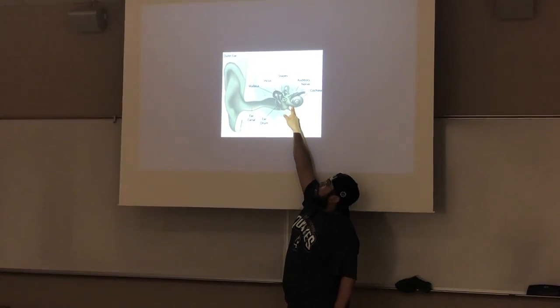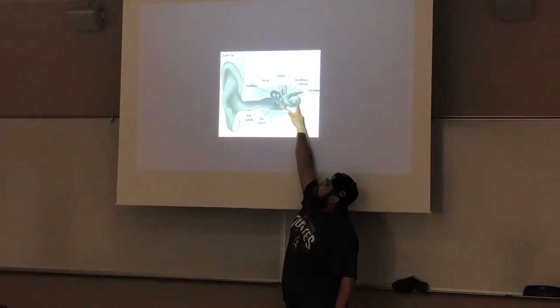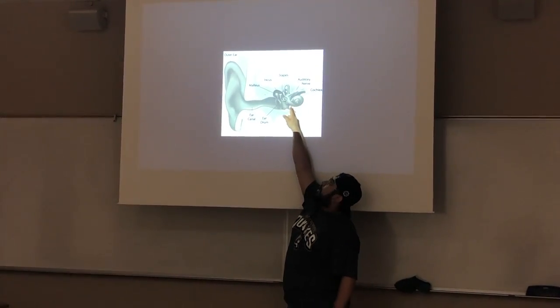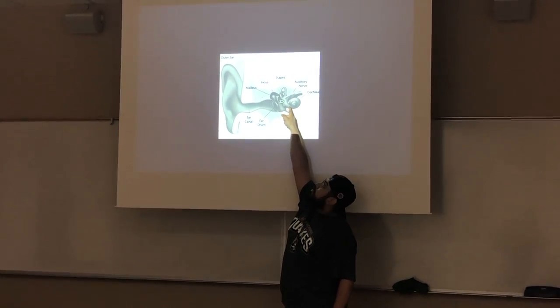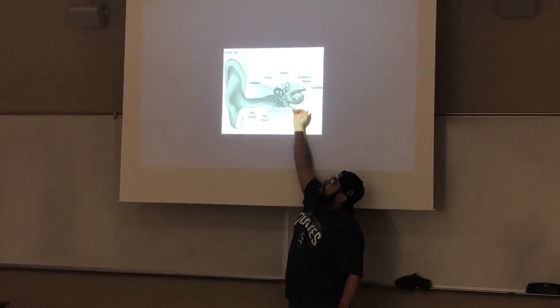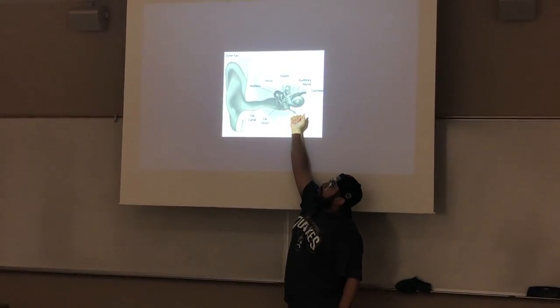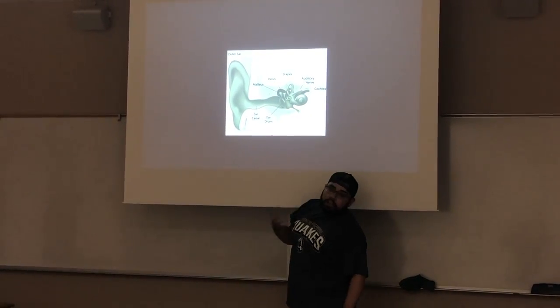In the cochlea, we have a liquid, and inside the cochlea, we have something that's called the basilar membrane. As the liquid vibrates, it's going to hit these hairs in the basilar membrane, and they're going to bend. And when they bend, they transfer a signal into the auditory nerve. So that's how we hear sound.